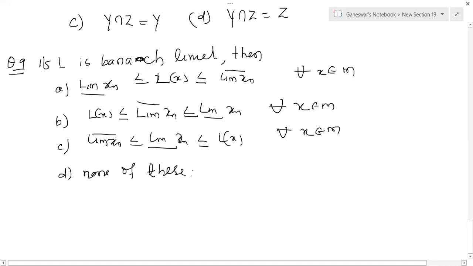So which one is true? If L is a Banach limit, the lower limit is less than or equal to L, less than or equal to the upper limit. That is the definition we recall. Then option A is true.